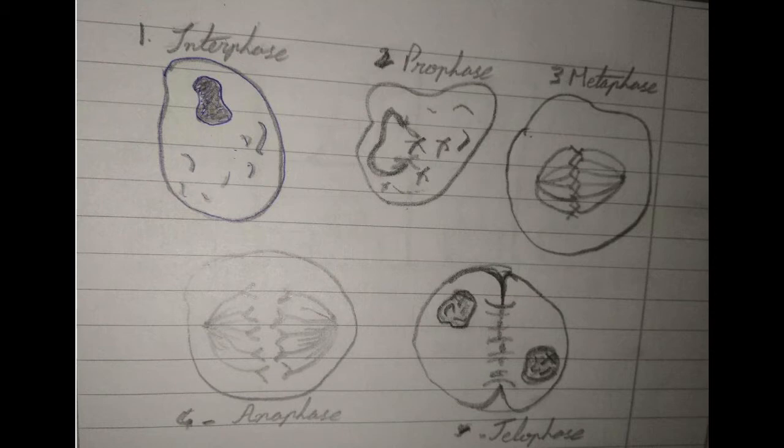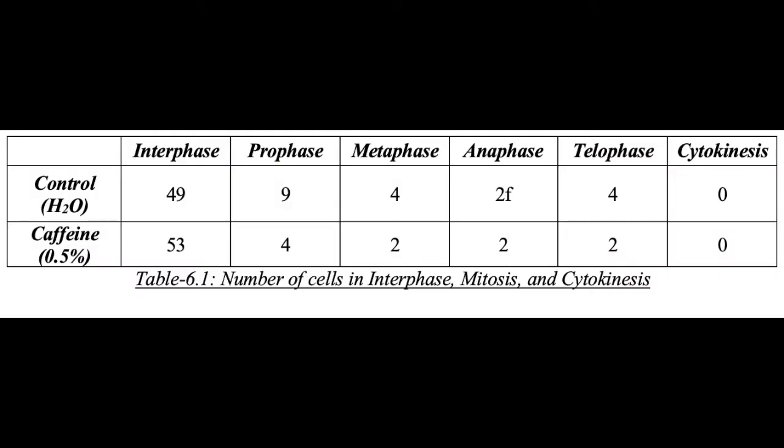So now what I did was I made a data table, and in the data table I noted down how many cells I found were undergoing the different stages. In water I found 49 cells in interphase, 4 prophase, 4 metaphase, 2 anaphase, 4 in telophase, and 0 cytokinesis. In the caffeine solution I found 53 cells undergoing interphase, 4 prophase, 2 metaphase, 2 anaphase, and 2 telophase.